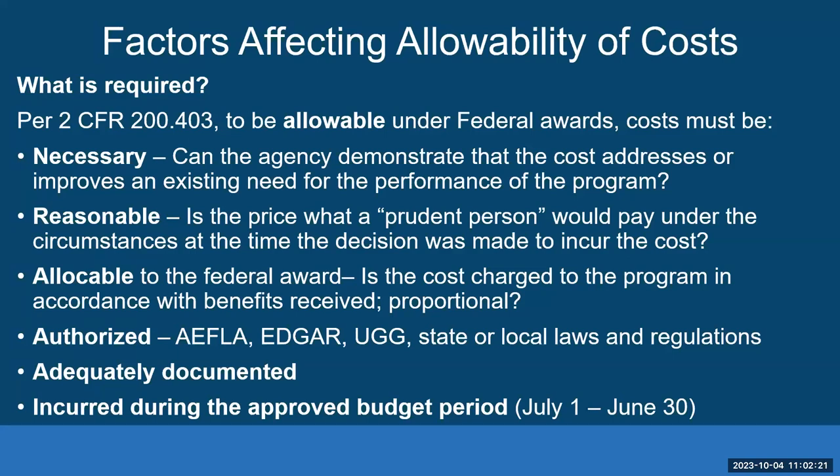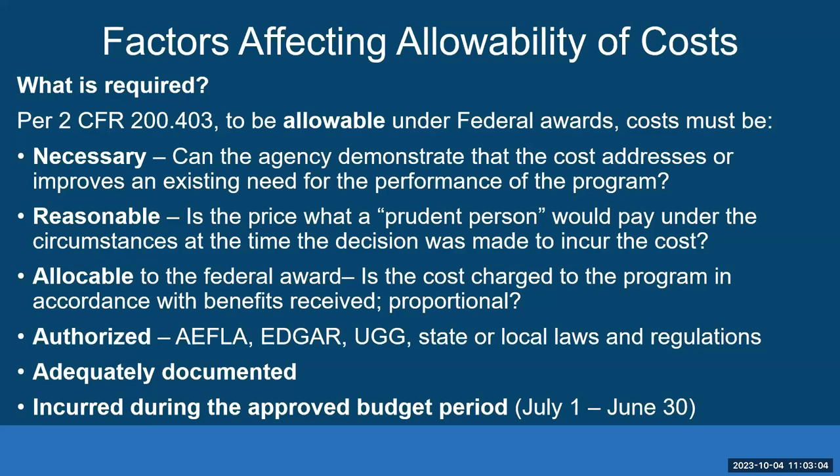Allocable is basically the cost charged to the program in proportion to the benefit received. Authorized is the requirement that it's not prohibited under AEFLA, EDGAR, or the Uniform Guidance or state and local funds. For example, sometimes something might be allowable under the factors affecting allowability, but if it's prohibited in the law for certain areas, then that will automatically make it unallowable.